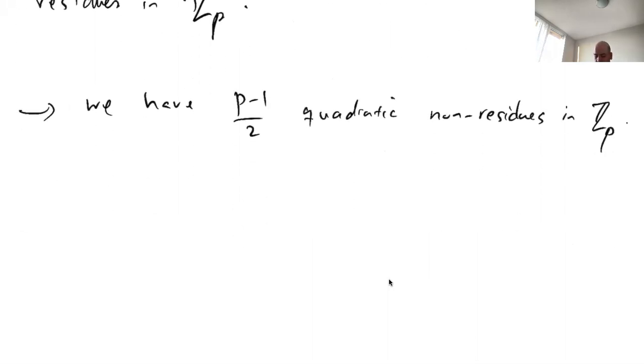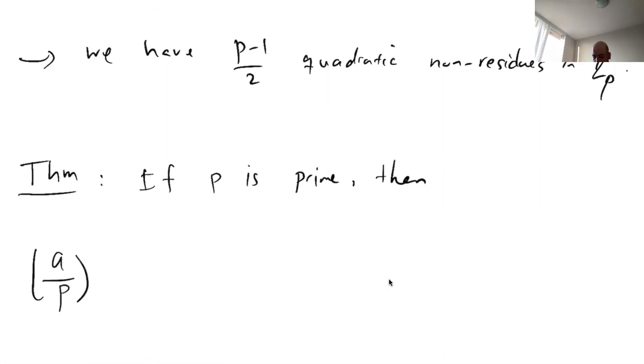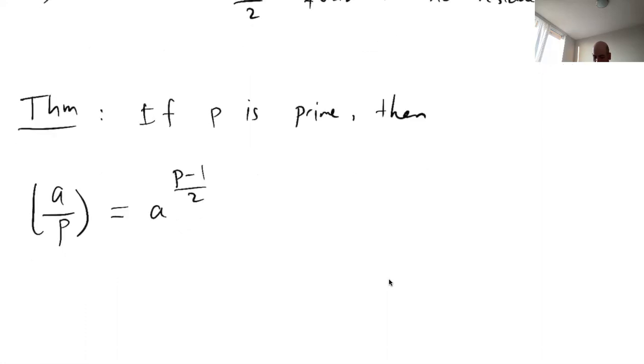Now the next theorem we want to show is that if p is prime, then the Legendre symbol a over p is equal to a to the power (p minus 1) over 2 in Z_p.